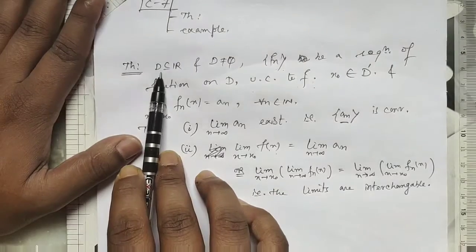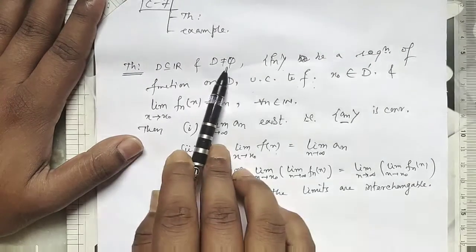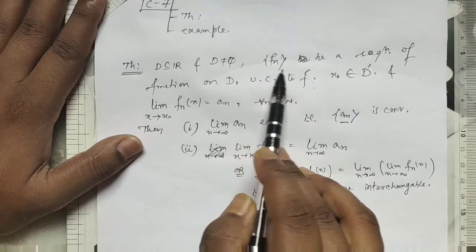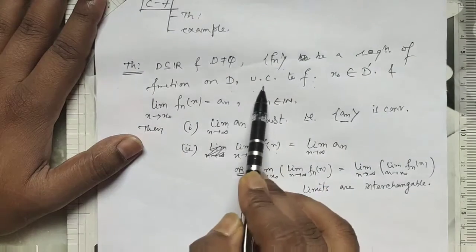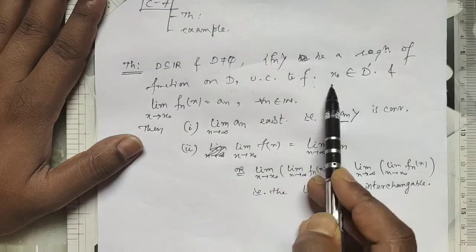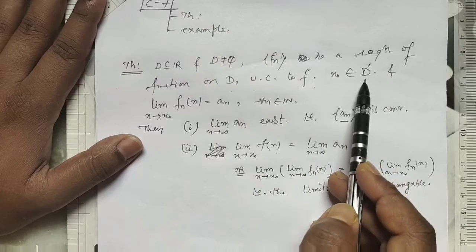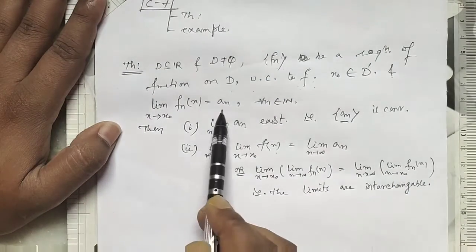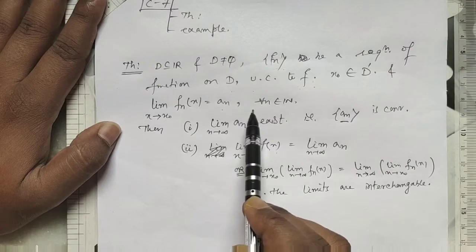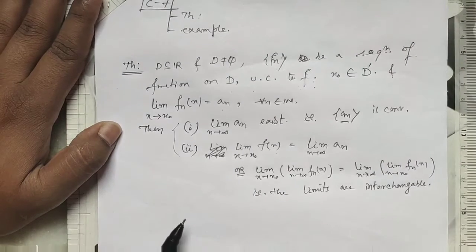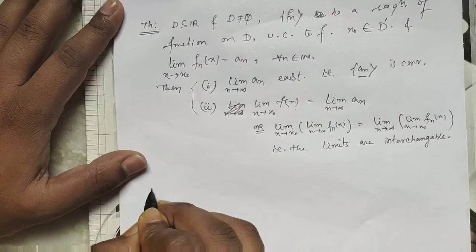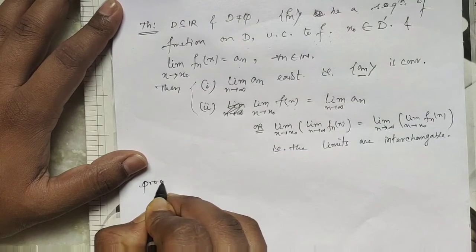So, if D is a subset of R and D is not empty, and f_n is a sequence of functions on D which uniformly converges to f, and x0 belongs to D', the derived set of D, and if limit as x tends to x0 of f_n(x) equals a_n, then these two conditions hold. Proof.